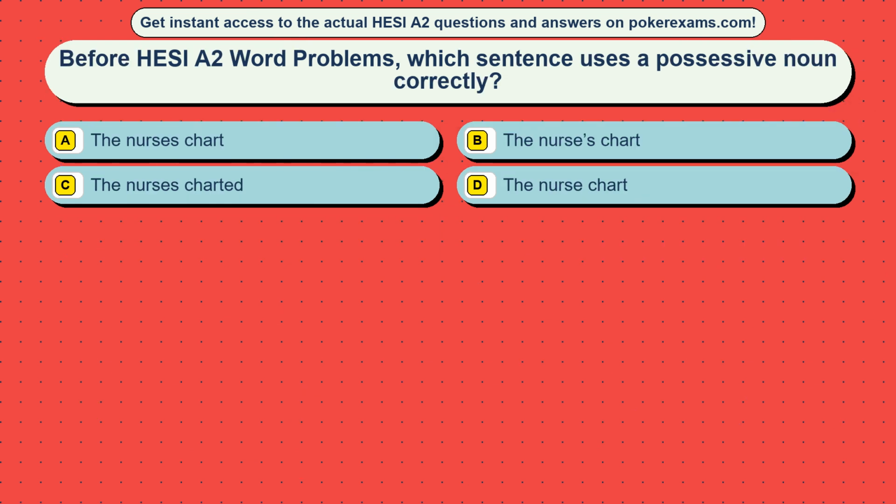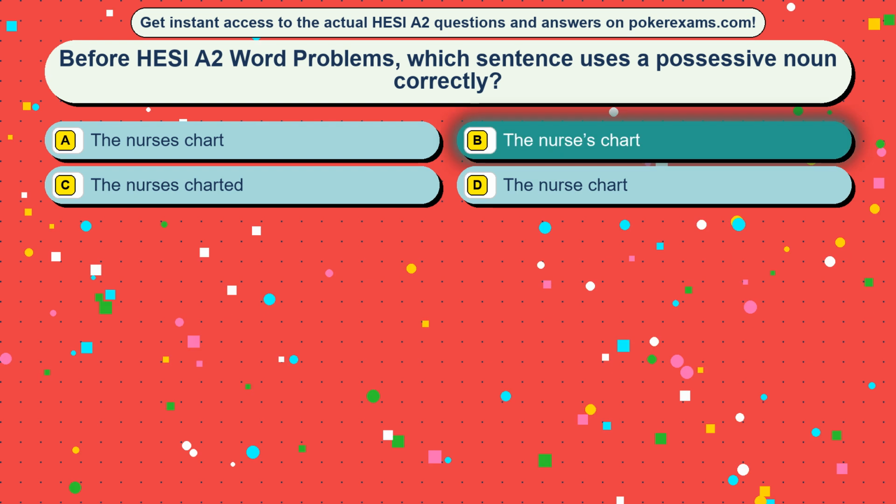Question 25. Before HESI A2 problems, which sentence uses a possessive noun correctly? Option A, the nurses chart. Option B, the nurse's chart. Option C, the nurse is charted. Option D, the nurse chart. The correct answer is option B, the nurse's chart.